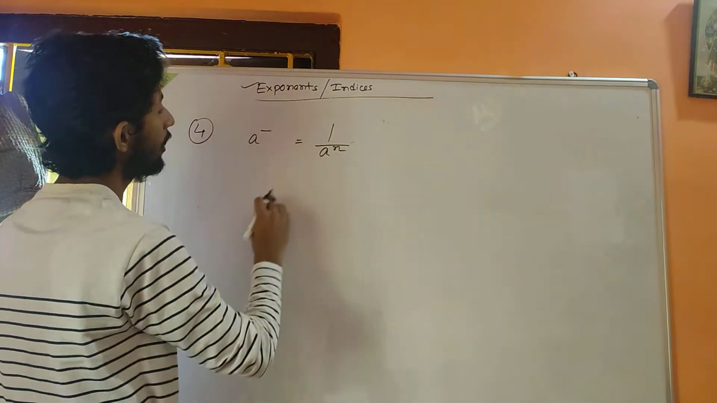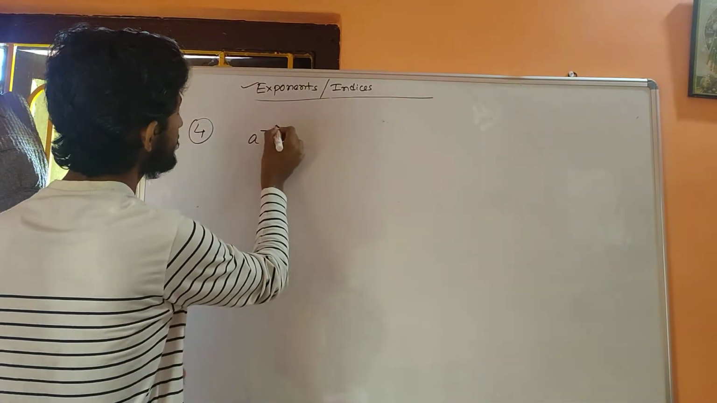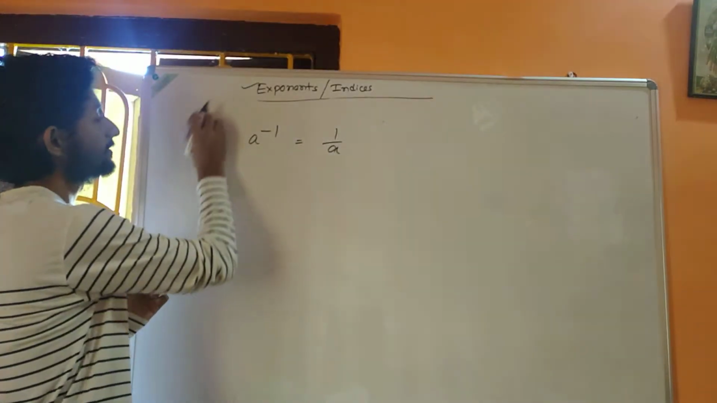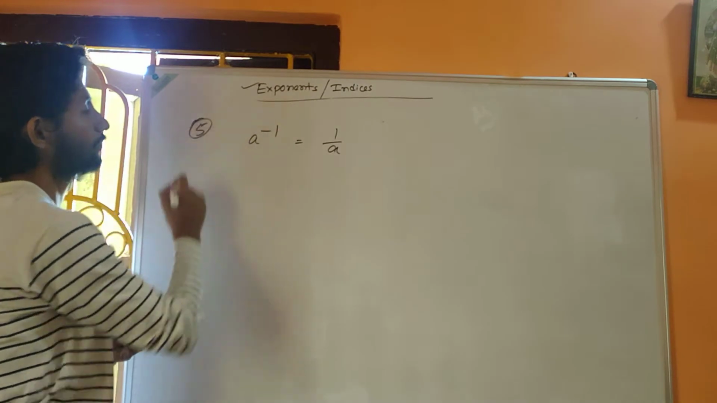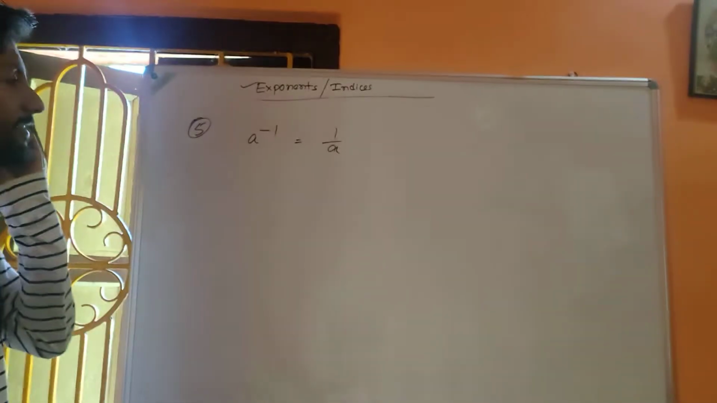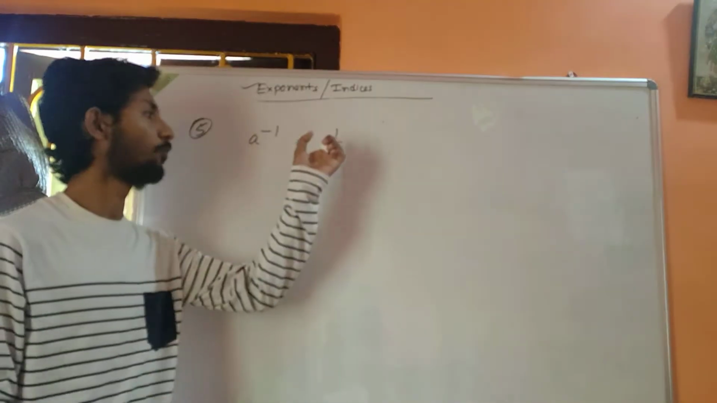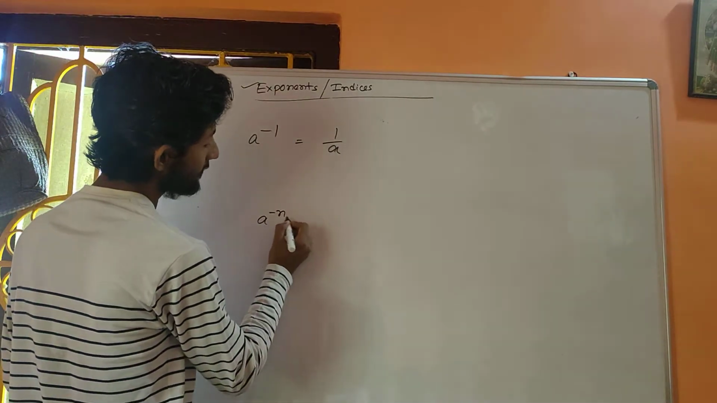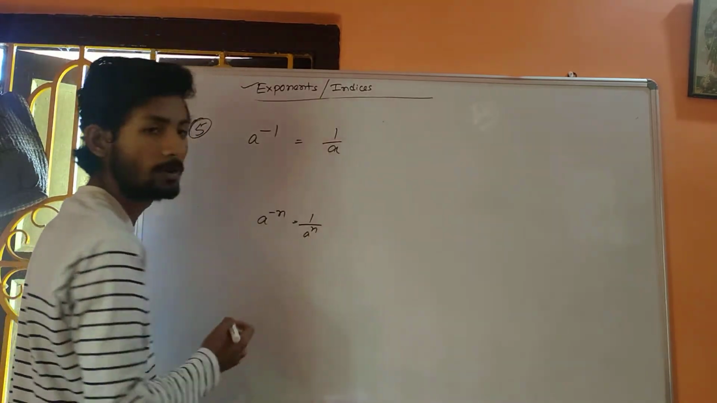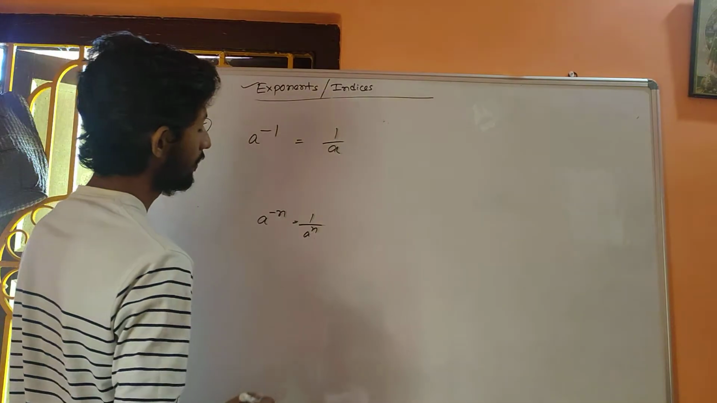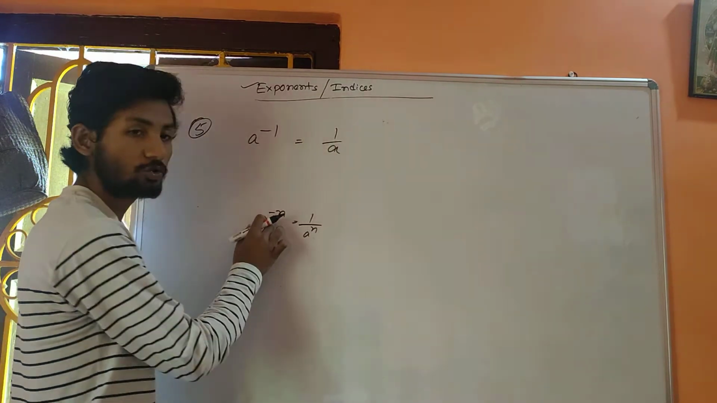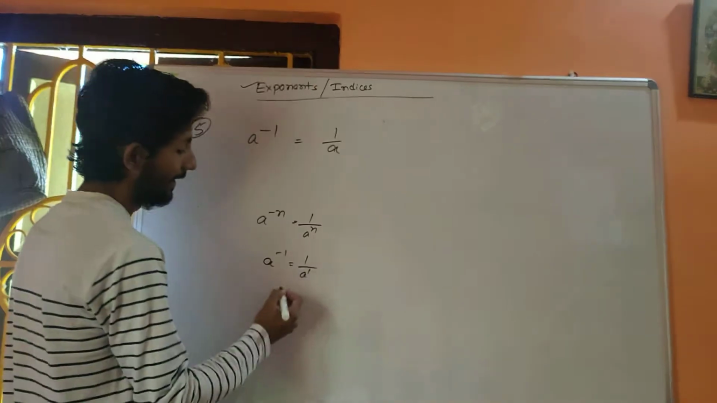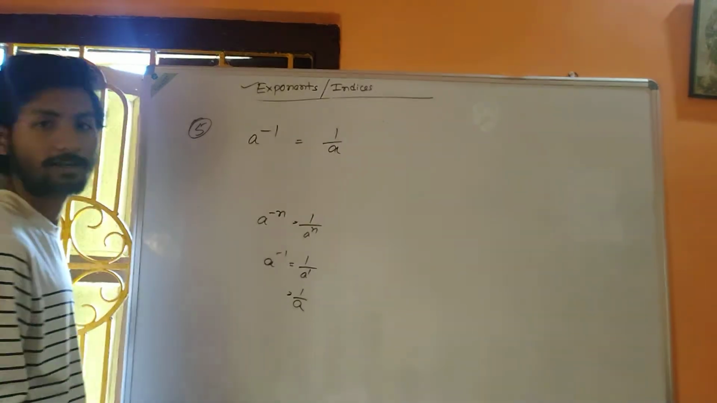Similarly, if it is minus 1 instead of n, then we can write it as 1 by a. This is rule number 5. If there is a to the power minus 1 written, that means 1 by a. How did it come? We know that a to the power minus n equals 1 by a to the power n. Put n equals 1, then a to the power minus 1 equals 1 by a to the power 1, and a to the power 1 means a. Clear?